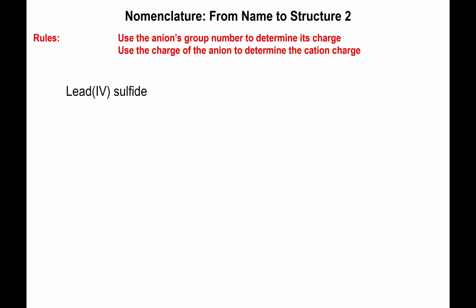Alright, so to give you an example, I'm going to give you a name and we're going to derive the structure from this name. We're dealing with lead(IV) sulfide. Notice that I have the Roman numeral 4. Automatically, the Roman numeral tells me the charge of the element, meaning that lead has to be 4 plus. The "ide" tells me that all you have here is lead and sulfur. There's no other elements. You can only have two different kinds of elements because the compound is meant to be binary as a result of the ending being "ide."